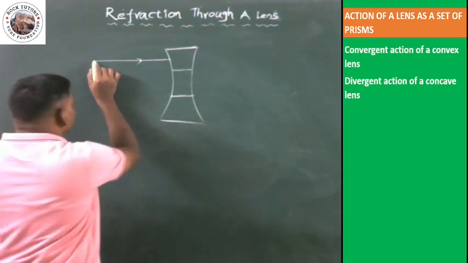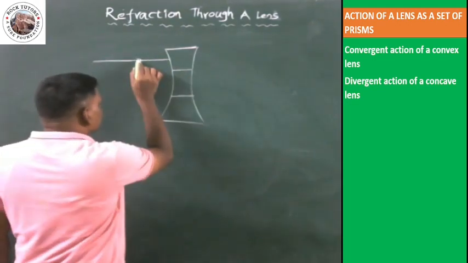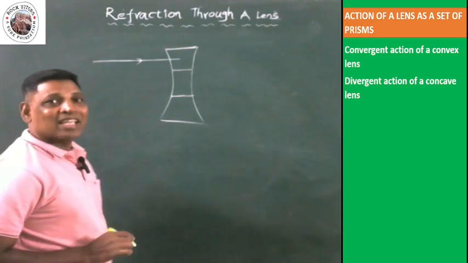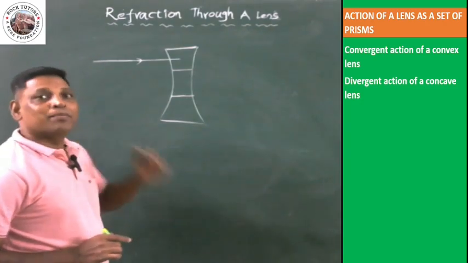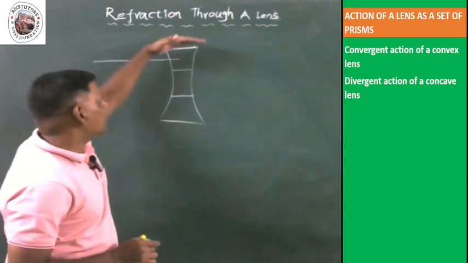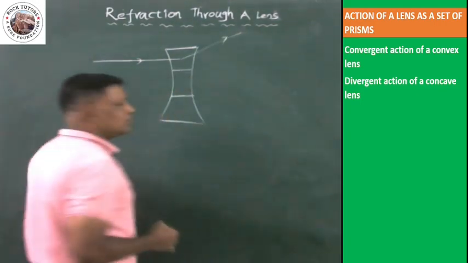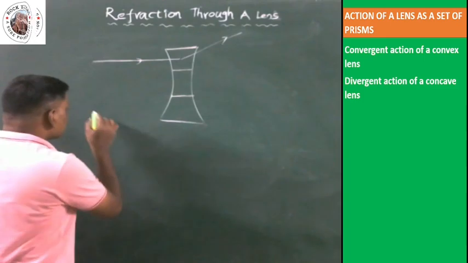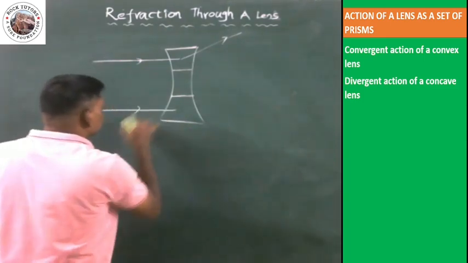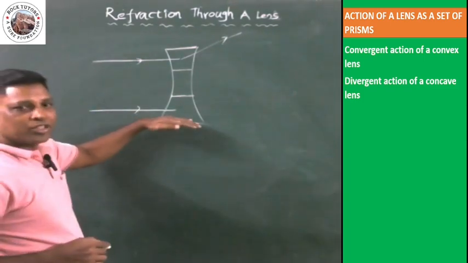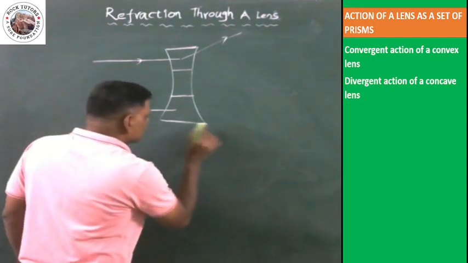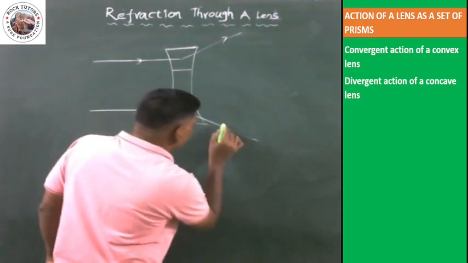Now we know that when light is passing through the prism, it bends towards the base. This is the base. After refraction, it will bend like this. Here also the light is incident on this portion, and we know that this is a base and it bends towards the base.